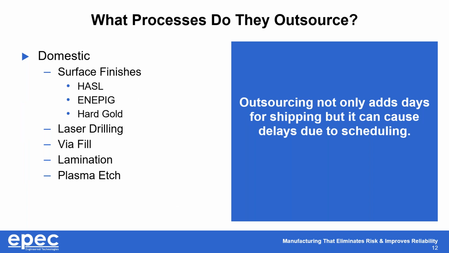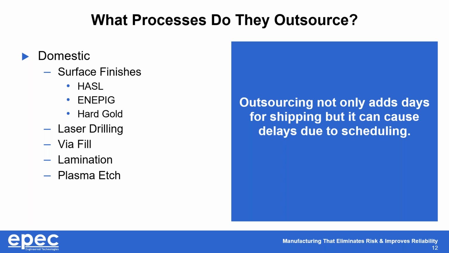The second big thing is, what processes do they outsource, right? Very few manufacturers have everything in-house. Very few do, right? And especially, recently, as new technologies have come into place, things like ENEPIG, it's really expensive to put that process in, and it tends to plate itself out if it's not used on a daily basis. Hard gold is one that not a lot of people have just because of the sheer investment in the chemistry to actually be able to do it.